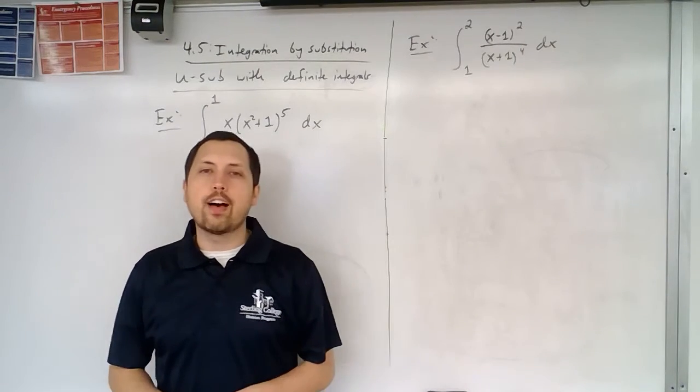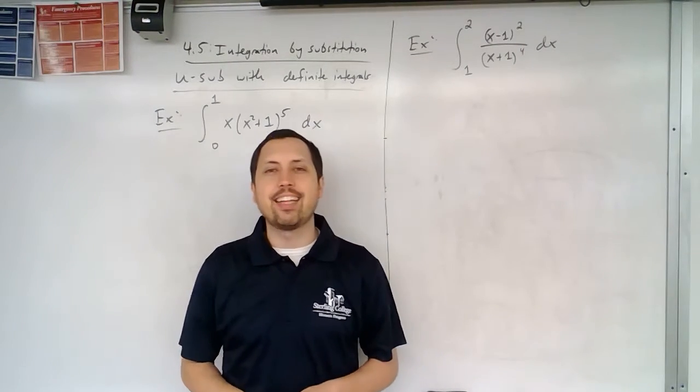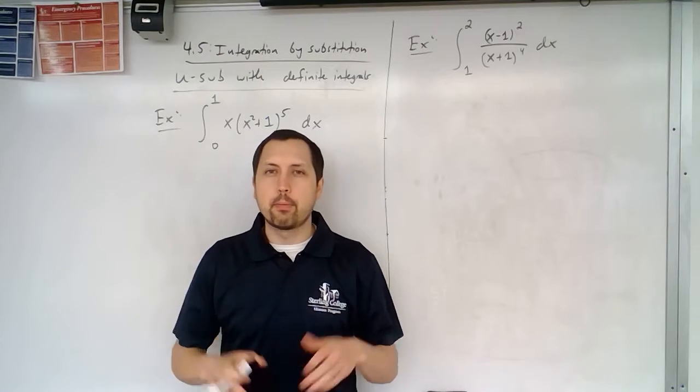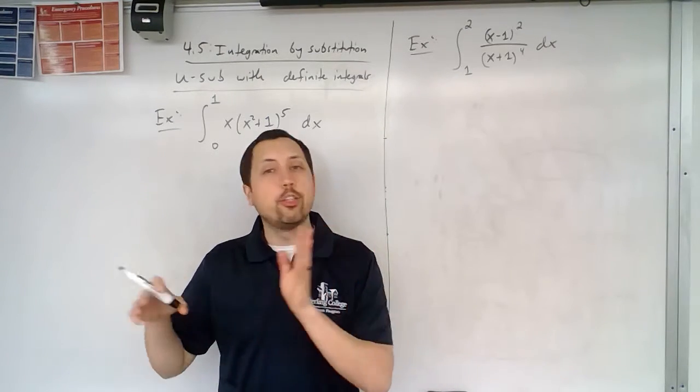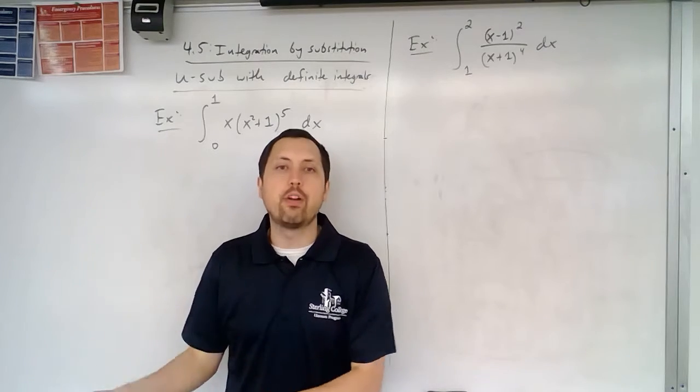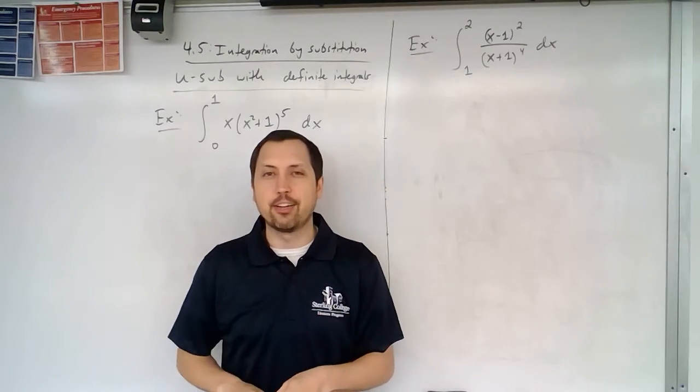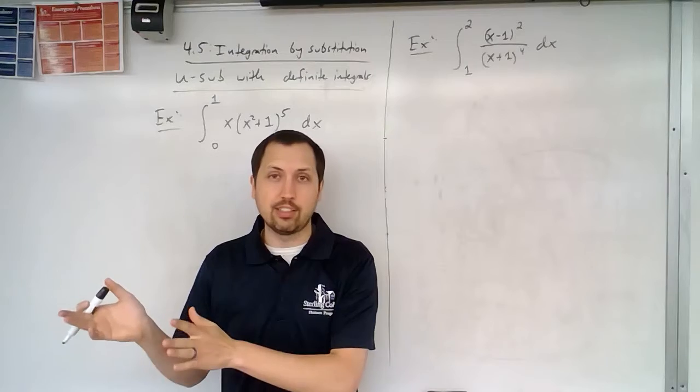So far, all of our examples have been looking at indefinite integrals. So remember, indefinite integrals, that's just finding antiderivatives. We're trying to find the general family of functions whose derivative is whatever's on the inside of the integral. So that's why we always have the plus c.